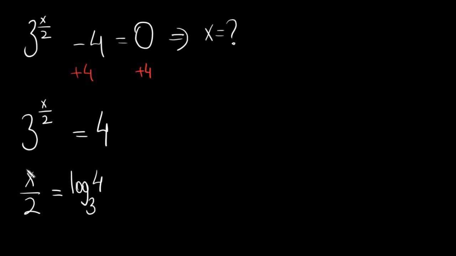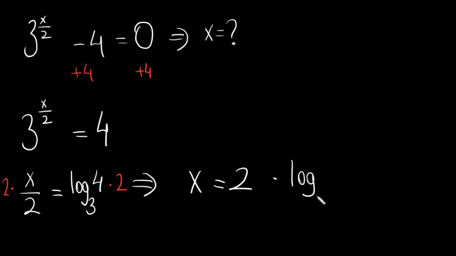So now, in order to get the value of x, we multiply both sides by 2. I'm going to multiply the left-hand side by 2 and the right-hand side by 2. So here, 2 and 2 will be cancelled out. And on the left, I'm going to be left with x. X equals, I can change their places. So that's going to be 2 times log base 3 of 4.